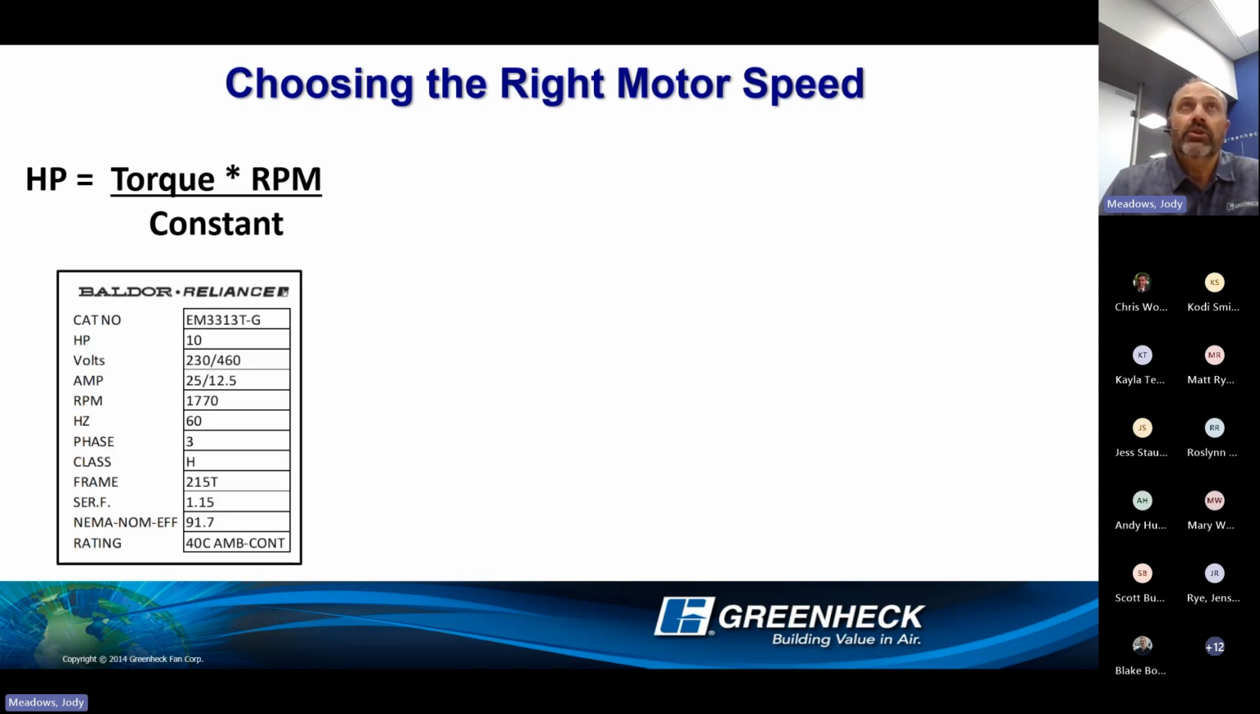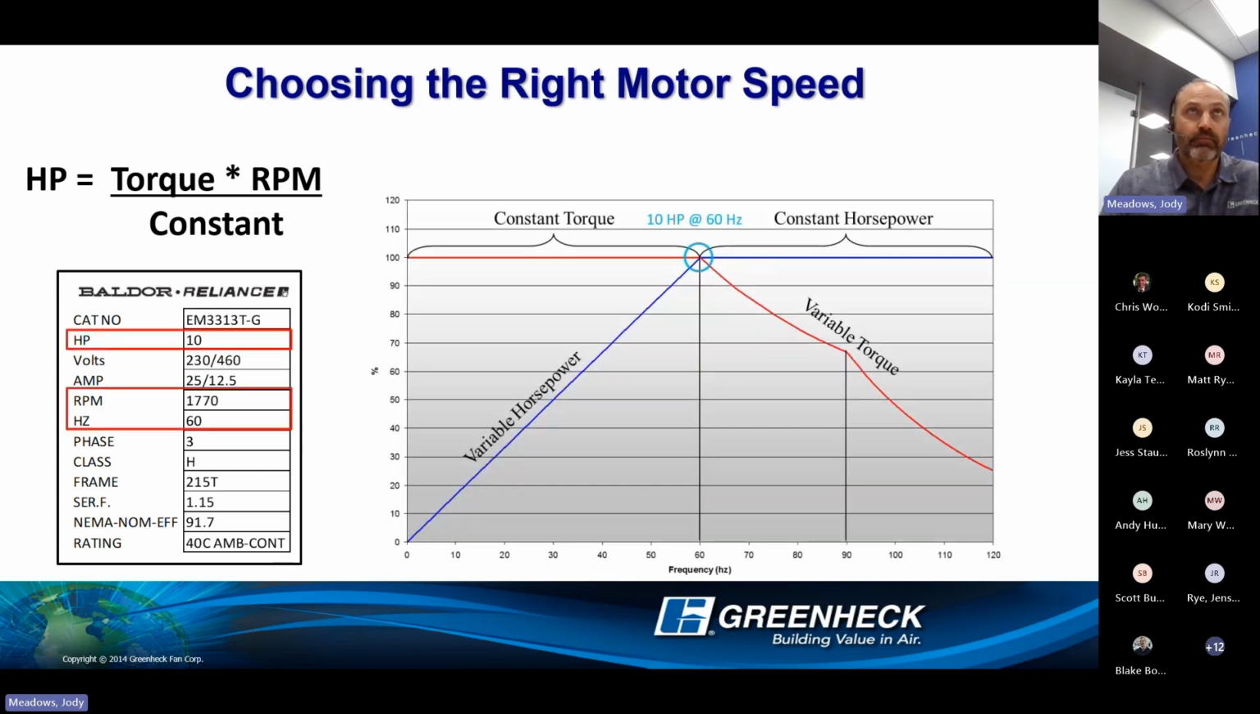All right, so I've got an example here. It's a 10 horsepower motor, 4-pole, and what I'm showing you on the graph is that motor running at 60 hertz. So we take that 10 horsepower motor and we run it at 60 hertz. You can see the blue circle is right at the constant torque, constant horsepower intersection. And so we're going to get a full 10 horse at 60 hertz.